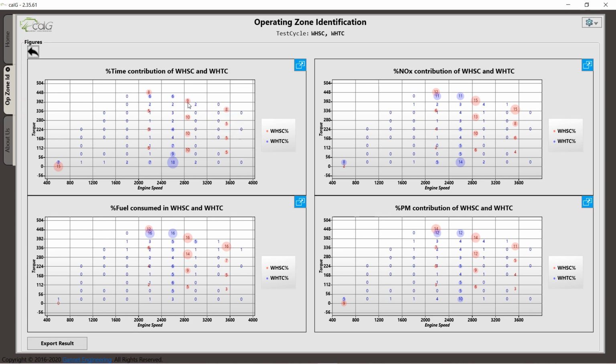Similarly, 9% is time and 16% of fuel, 8% time and 12% of fuel, 10% of time but only 5% of fuel.